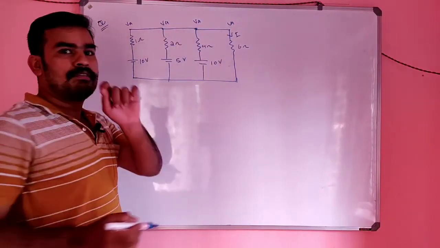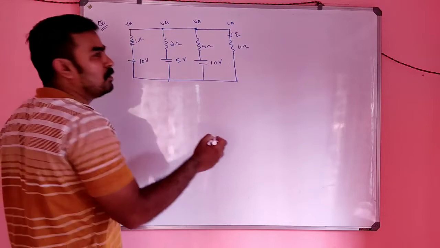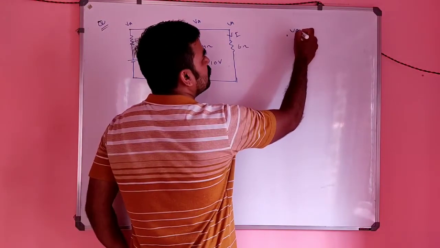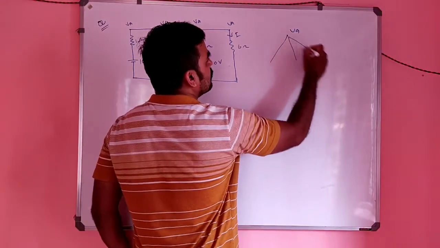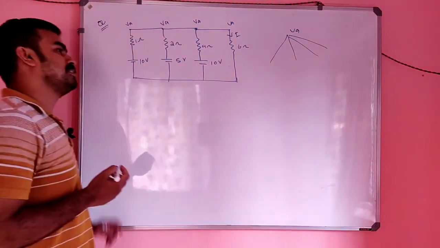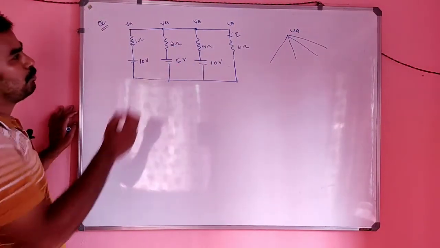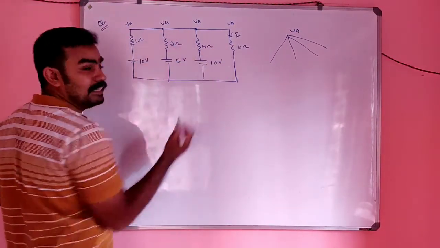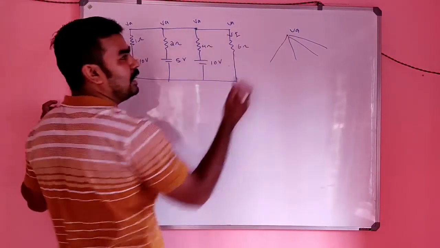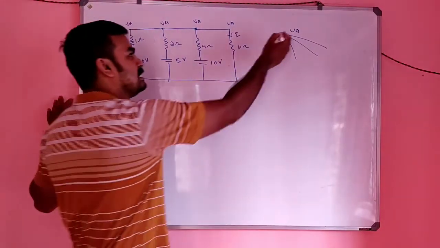Consider it as a single node, no? It forms a single node, like this is VA and four branches like this. So you can consider it as a single node. No issues there.